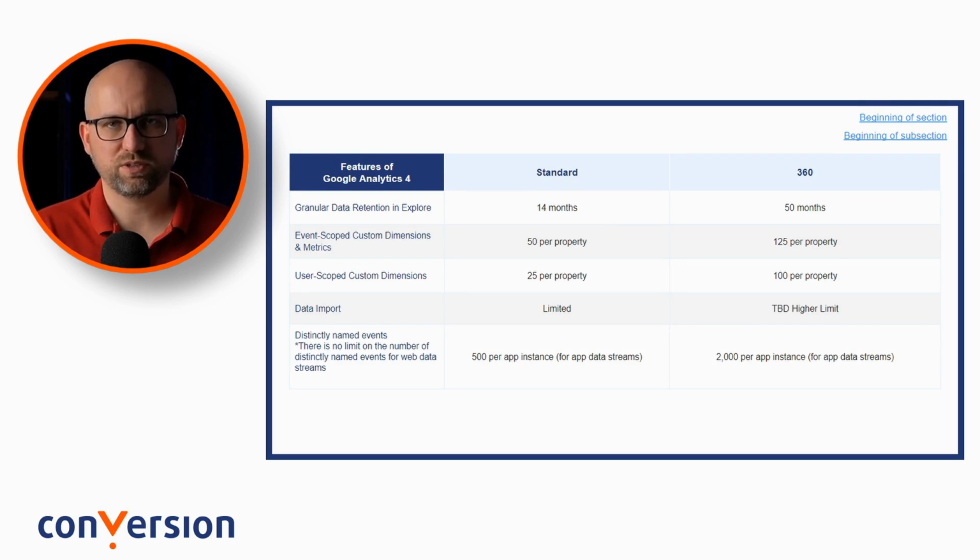Additionally, if you have teams that use the interface for analysis, the maximum access to historical data in the free version is 14 months, while in the paid version it is up to 50 months. The first criterion for determining if your organization needs the paid version is to look at the limits of the free version and consider if these limits restrict you in your daily work.